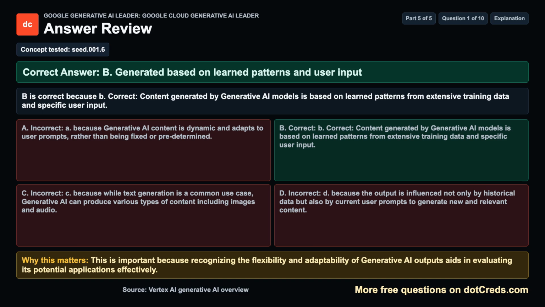Concept tested, generative AI concepts. The correct answer is B. Generated based on learned patterns and user input. B is correct because content generated by generative AI models is based on learned patterns from extensive training data and specific user input. Why this matters? This is important because recognizing the flexibility and adaptability of generative AI outputs aids in evaluating its potential applications effectively.